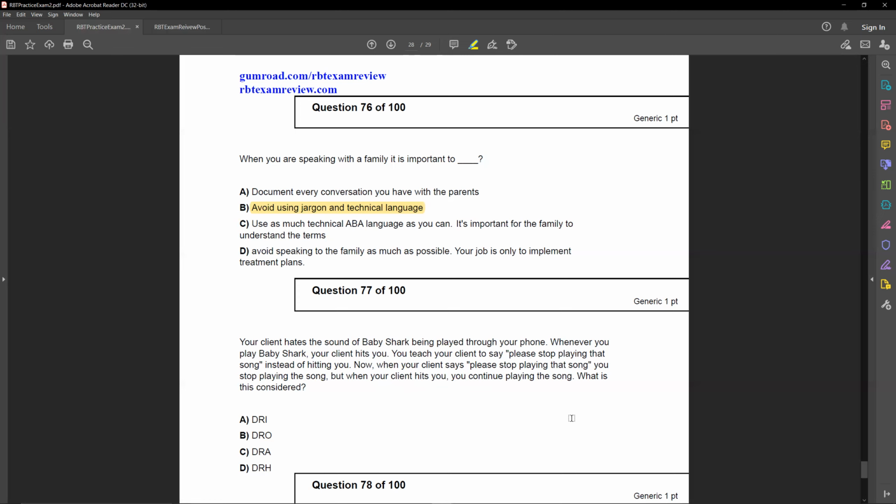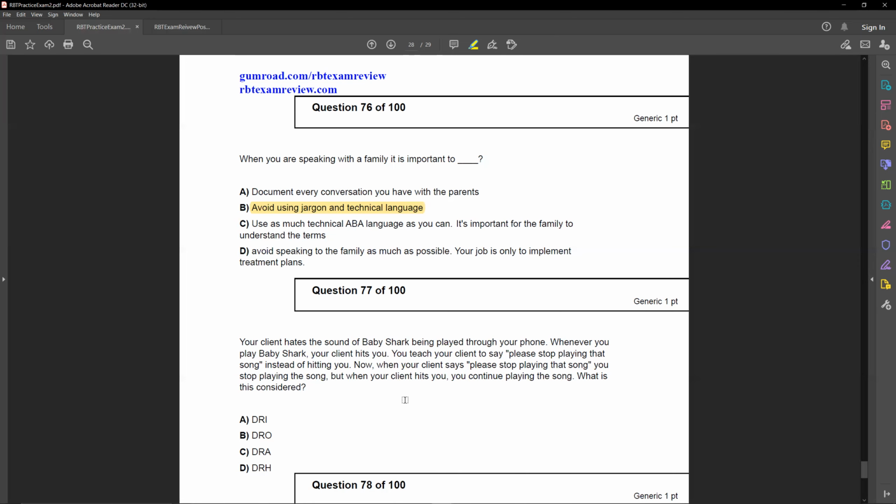So it has to be what? DRI or DRA. So your next question is, can that replacement behavior occur at the same time as the behavior we're getting rid of? Are they incompatible, or are they just alternative? Well, can your client say, please stop playing that song and hit you at the same time? Yes, that is completely possible, right?